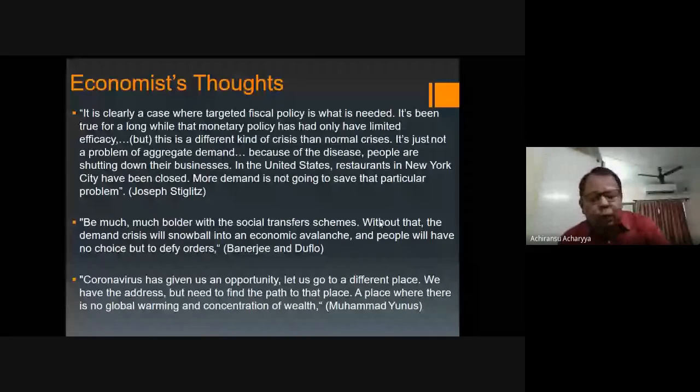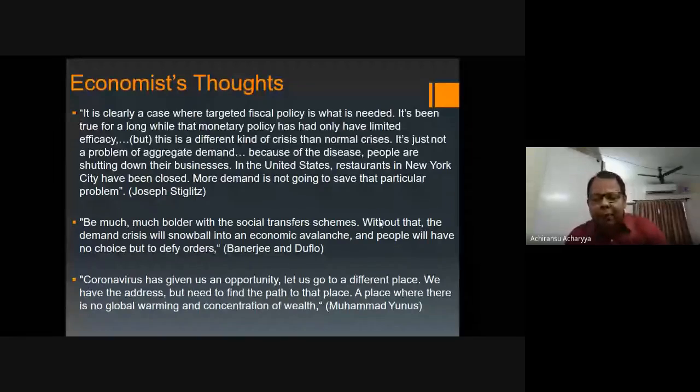And Abhijit Banerjee and Esther Duflo, who won the Nobel Prize this year, they say that the government should spend more. Their advice to the government is to be much bolder with the social transfer schemes. So they're asking the government to spend more and more and more on the people. Without that, the demand crisis will snowball into an economic avalanche, and people will have no choice but to defy orders. And I will quote Professor Muhammad Yunus, who had said that coronavirus has given us an opportunity.